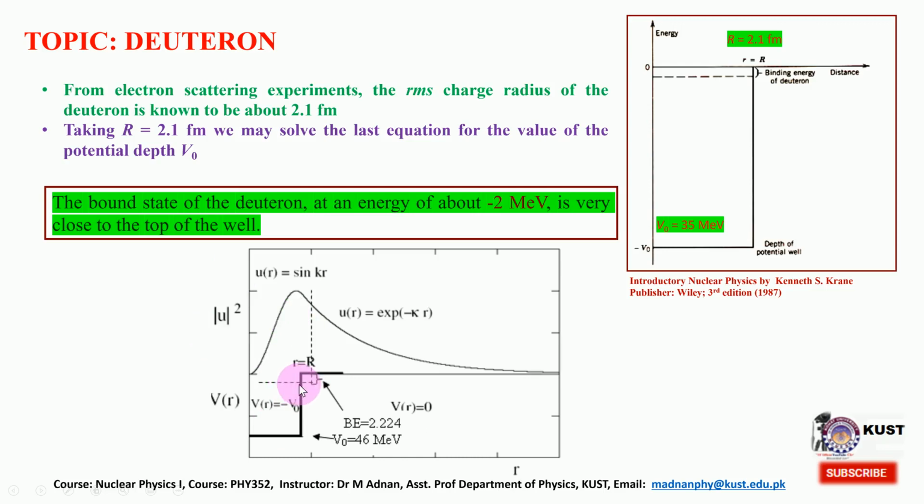This is the single bound state, which is 2.2 mega electron volt in energy, and beyond this there is no potential associated. Once r is within 2.1 femtometer, this potential will be experienced, which is a huge potential, and the deuteron is having one bound state.